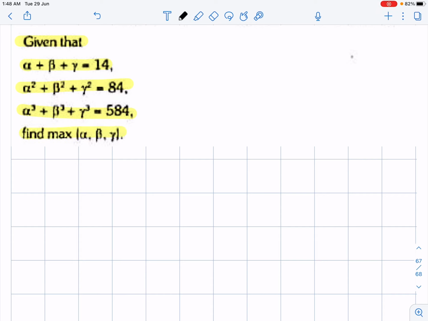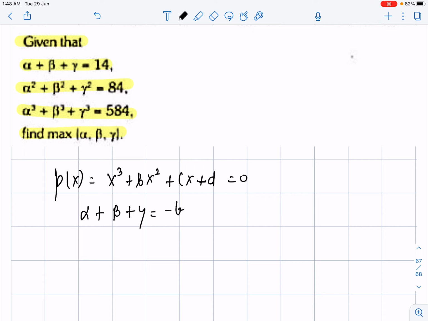Guys, as soon as I saw this question, one thing came into my mind. Let us assume alpha, beta and gamma are the roots of the cubic, and let the cubic polynomial be p of x is equal to x cube plus bx square plus cx plus d is equal to 0. So since alpha, beta and gamma are the roots of this cubic, I may write alpha plus beta plus gamma is equal to minus b. Then alpha beta plus beta gamma plus alpha gamma is equal to c. And alpha beta gamma is equal to minus d.